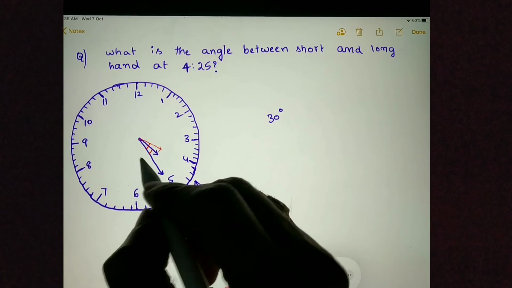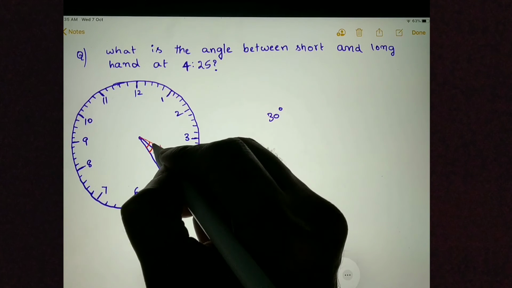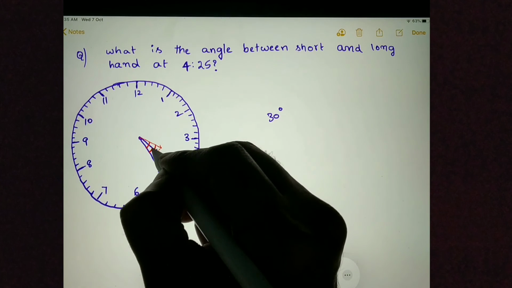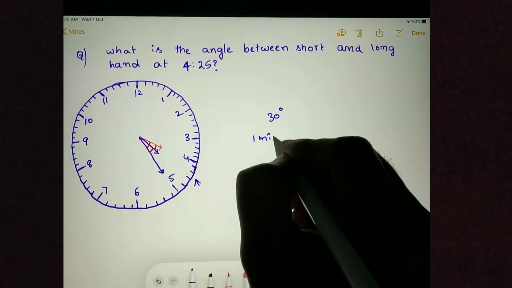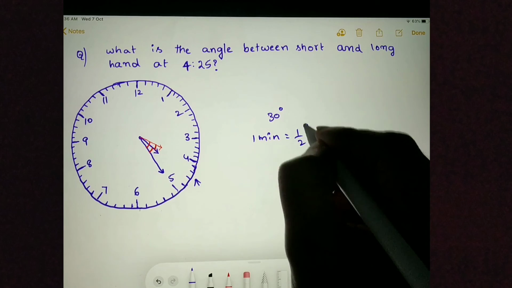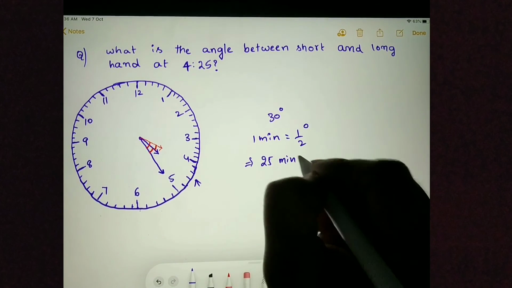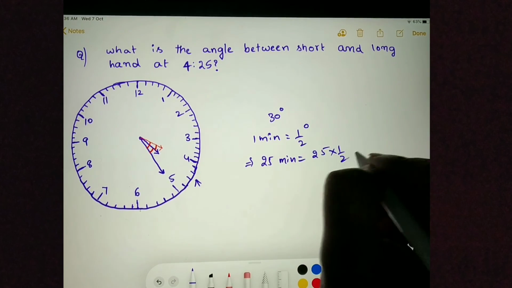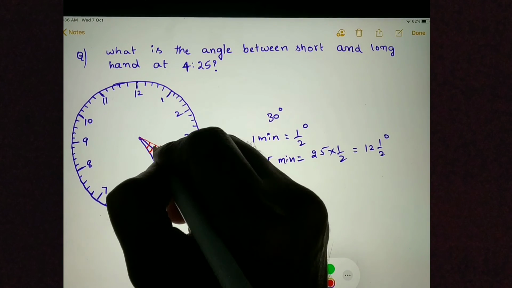And to get this angle we need this angle. If we know this angle, we can subtract this angle from this to get this angle. So how do we get this angle? As we know, in 1 minute short hand will move half degree. In 25 minutes short hand will move 25 into half degree, that is 12 and a half degrees. This angle is 12 and a half.